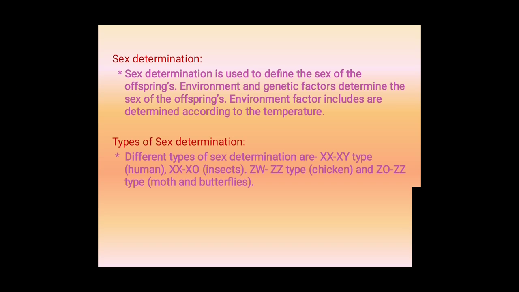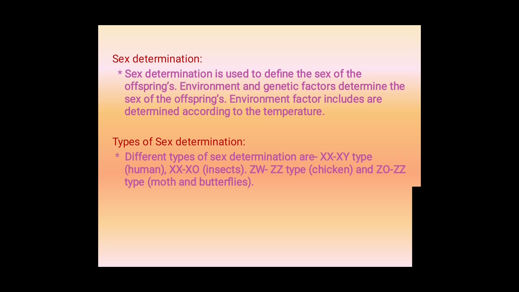What do you mean by sex determination? Sex determination is used to define the sex of the offspring. What is the exact sex of the newborn baby? We can identify it through sex determination. For this, environmental and genetic factors affect the newborn baby. Sometimes the environmental factors, particularly the temperature, increase, sometimes they decrease. That also affects the newborn baby.